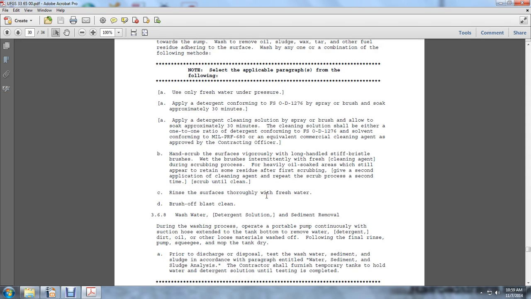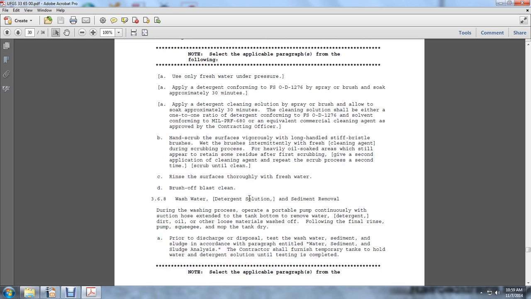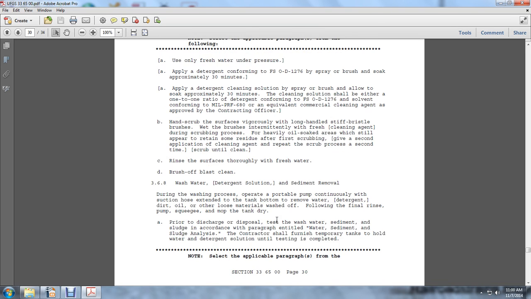3.6 Washing water sediment removal, disposing washing water. Operate a portable pump consistently with the suction hose extended to the bottom, removing the water, detergent, dirt, oil, and other loose materials. Allow the final rinse, pumping, squeegeeing, mopping the tank, and drying. Prior to discharge for disposal, test the water, sediment, and sludge in accordance with the paragraph entitled Water, Sediment, and Sludge Analysis. The contractor shall furnish temporary tanks to hold the water until it is completed.